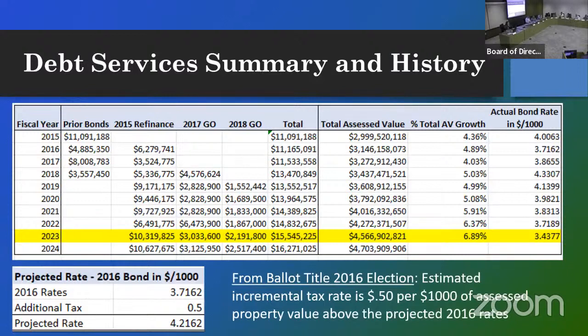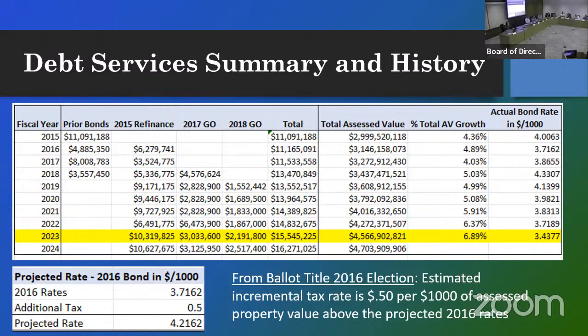This is a history of our debt services. So I'll just go through this really quickly so you know. On the far left side, this is the fiscal year in which we need to make the payments. You can see the bond amounts here in this center table, our total assessed values, our total average AV growth, and then our levy rate.